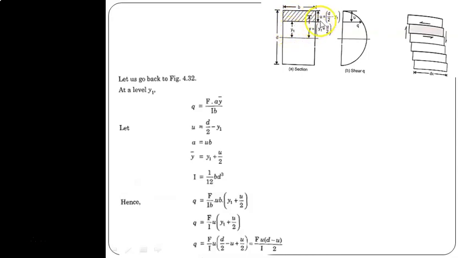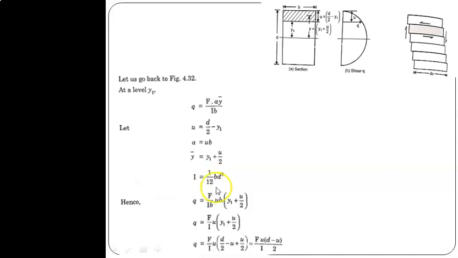Therefore this u can be written as d by 2, which is the center of the beam, minus y1. Yes, that will be the depth of the sheared area u. Therefore y bar is equal to y1 plus u by 2. Y bar is nothing but the distance between the centroid of the sheared area and the neutral axis. It should be y1 plus u by 2.